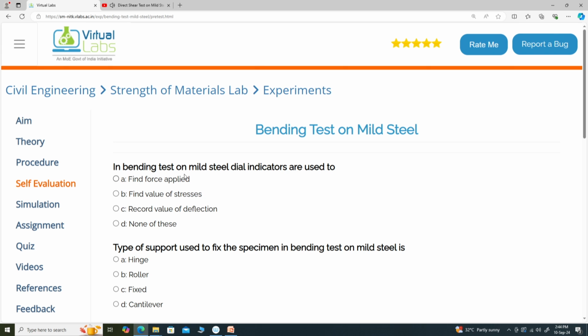In bending test on mild steel, dial indicators are used to: find force applied, find value of stresses, record the value of deflection, and none of these. We need to record the value of deflection. I will mark C as the answer. So dial indicators will record the deflection.